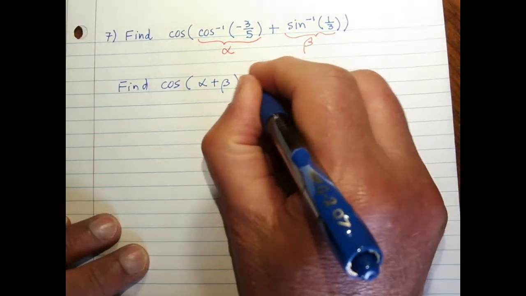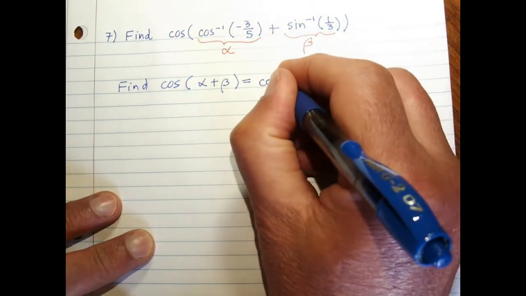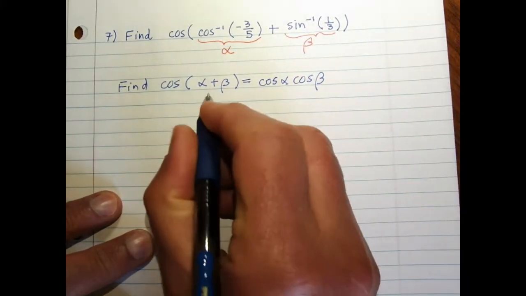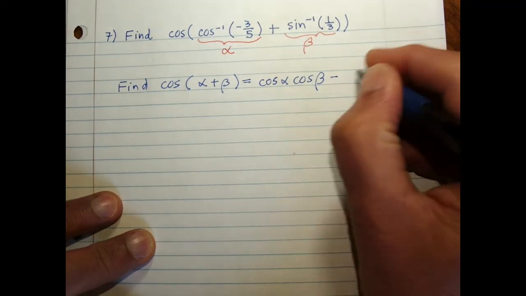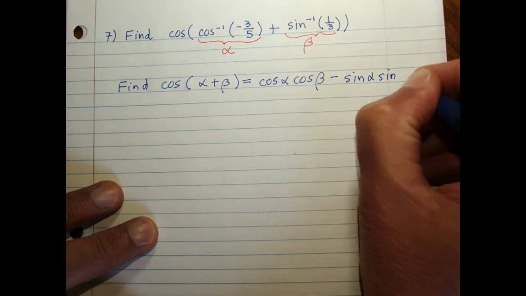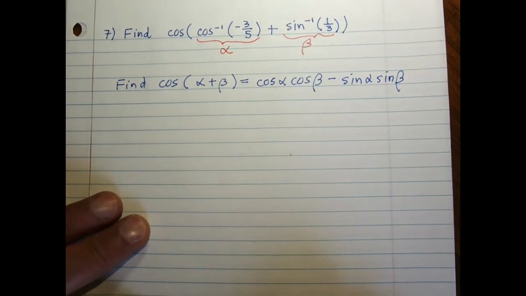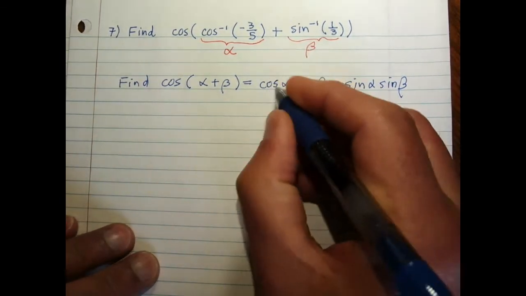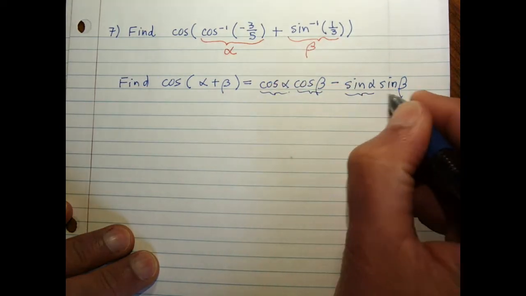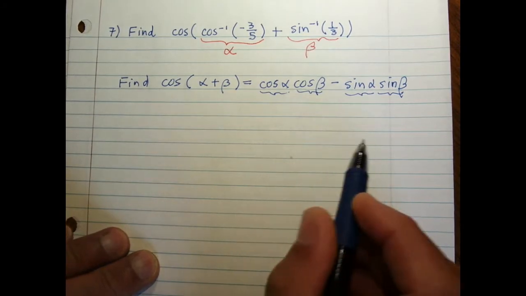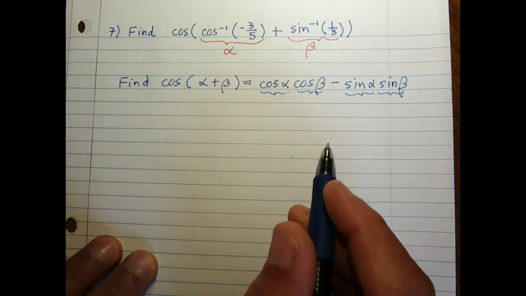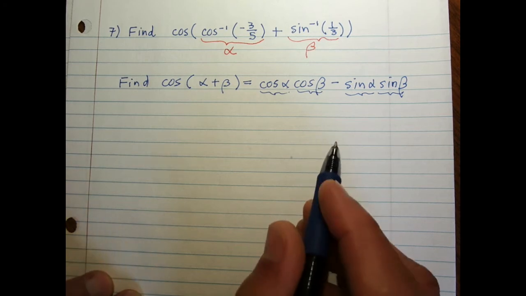And so cosine of alpha plus beta is, applying my identity, cosine alpha, cosine beta. For cosine of the sum, there's a minus sign, minus sine alpha, sine beta. Okay? Now what we're going to do is figure out each of these four separately and just plug them in, kind of like the previous problem. Okay? And so we got some work to do now.